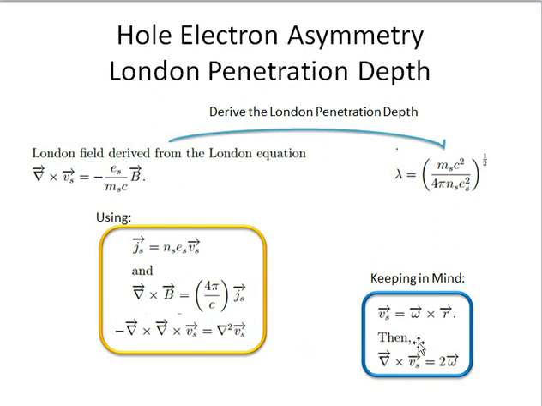And what we want to keep in mind is that the rotational velocity field, or the velocity of the superconducting charge carriers, is equal to the angular velocity cross producted with the radius that the charge carrier is out along the cylinder.